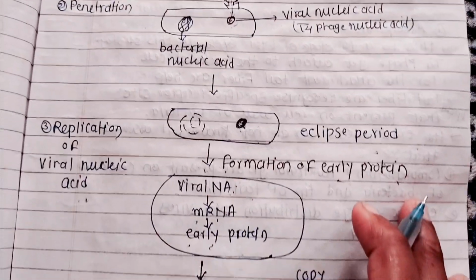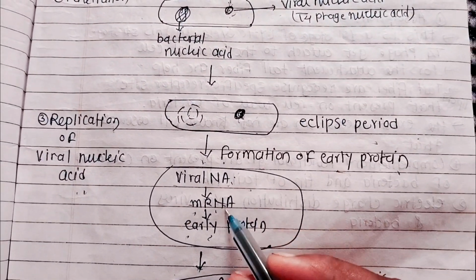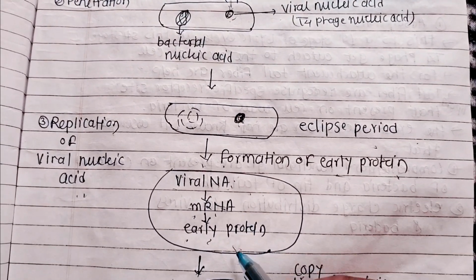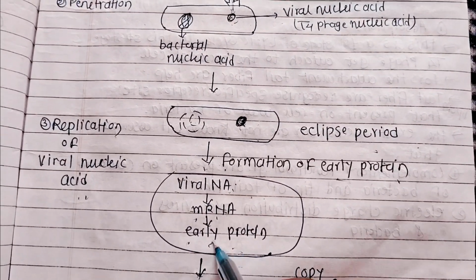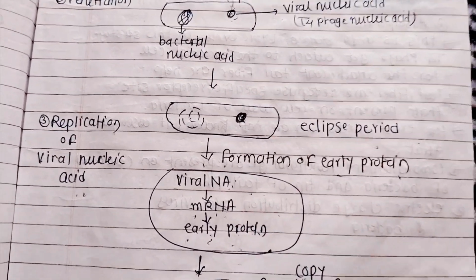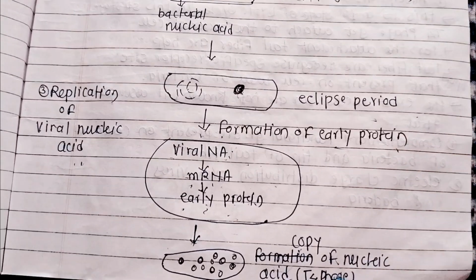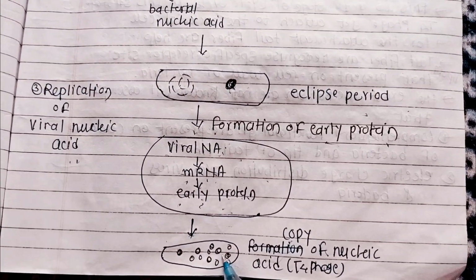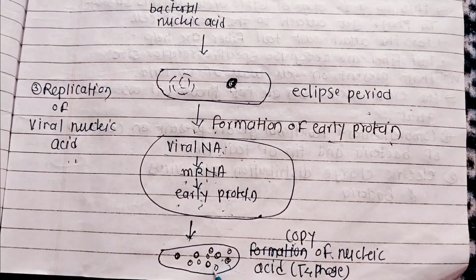We know that the viral nucleic acid is converted into mRNA by the process of transcription, and the mRNA is converted into protein. Here, early protein is formed by the process of translation, and in this stage, a number of copies of the genome of the T4 phage are formed.